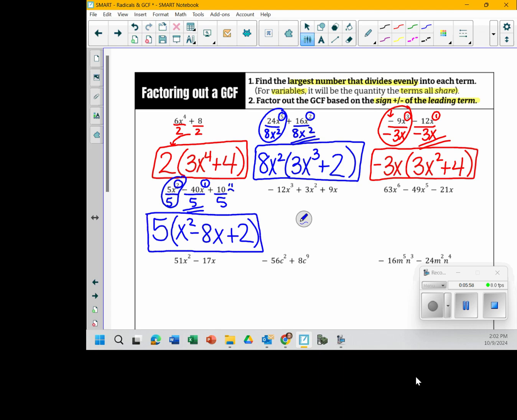When we move through this unit, we'll then have to check if that trinomial inside can factor. This one cannot, so this problem would be done. Okay, so we like to check for a GCF first because it might make our problem simpler.